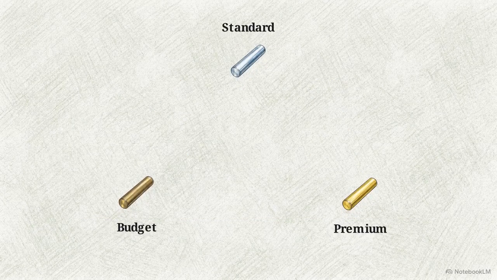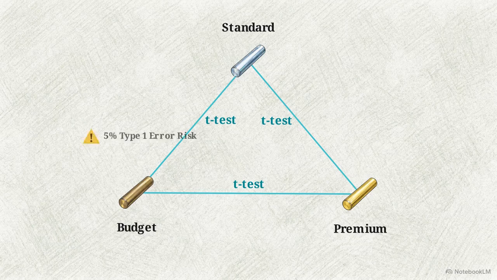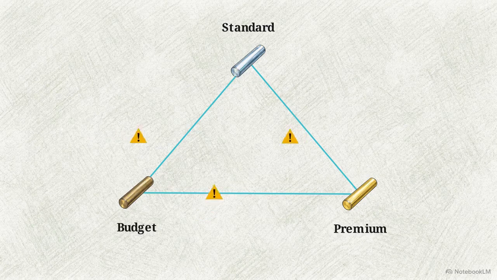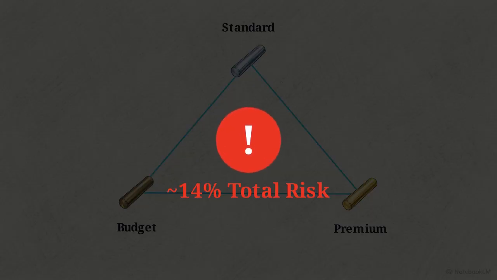Your first instinct might be to run 3 separate A/B comparisons, what statisticians call t-tests. You'd compare budget to standard, standard to premium, and budget to premium. But every standard t-test carries a 5% risk of a type 1 error, which is a false positive. When you stack multiple tests on the same dataset, those individual errors compound. Running 3 separate t-tests inflates your overall risk of hitting a false positive to about 14%.